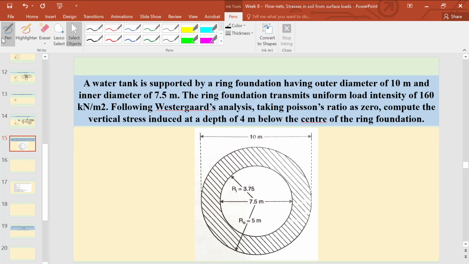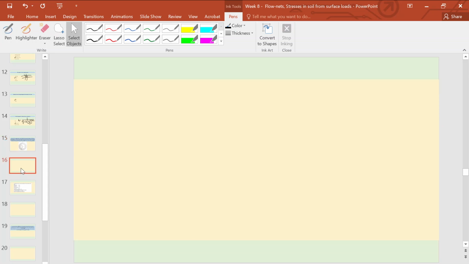Next question. Have you solved this? And if you have, how have you solved this? Yes, sir. Answer is 22.29 kPa. Not matching, sir. Okay, so I'll check. Just check once.